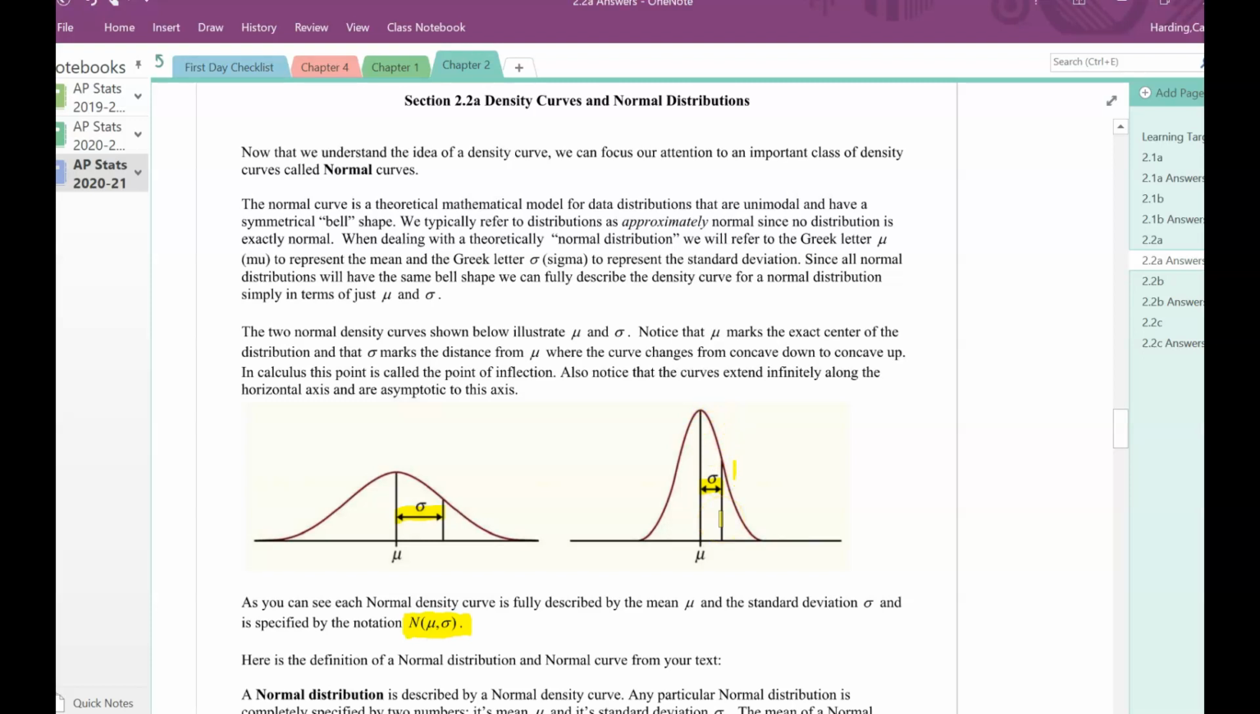Something that you can't necessarily see from the picture but is important is this: the curves extend infinitely along the horizontal axis and are asymptotic to the axis. Well, that's a fun little word, right? Remember what an asymptote is. It approaches but does not reach or cross over. So even though you can't necessarily tell in this picture, just because of the way that graphics need to be drawn, the ends of the normal curve do not touch the x-axis. They continue on infinitely.